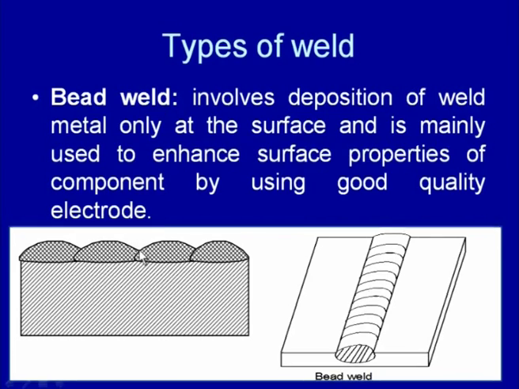Apart from enhancing the surface properties by depositing the bead weld, the purpose of depositing the bead weld is also to restore the dimensions, especially when the top surface loses material by different wear mechanisms. So, in order to restore the dimensions of the component, sometimes the bead weld is deposited of the material same as that of the base metal, so as to restore the dimensions after machining the component.